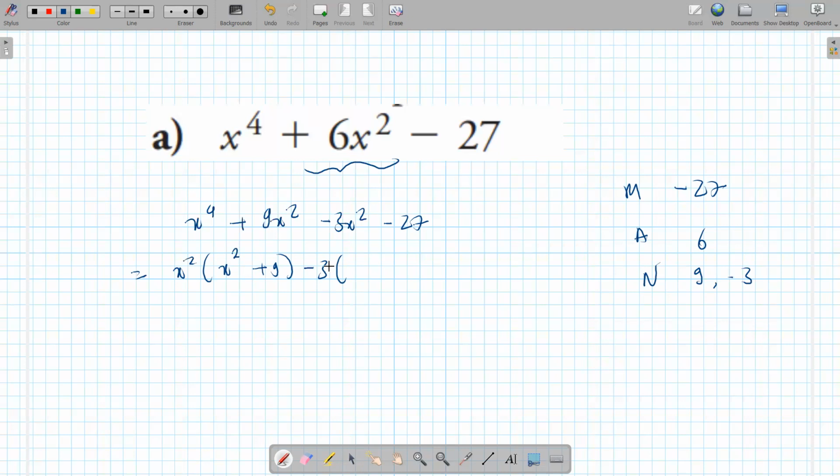X squared plus 9. Think about it again. You're pulling -3 out of -27. Is it going to be plus 9 or minus 9? It's going to be plus 9. You're right. I don't know why I thought it was minus 9. And we're pretty much done because you can pull out that bracket: x squared minus 3. Can we factor either one of these further?